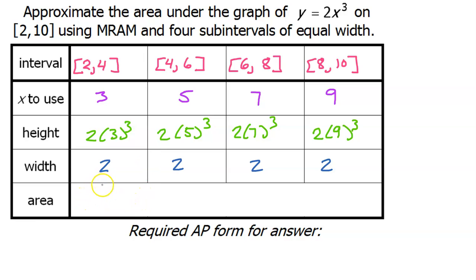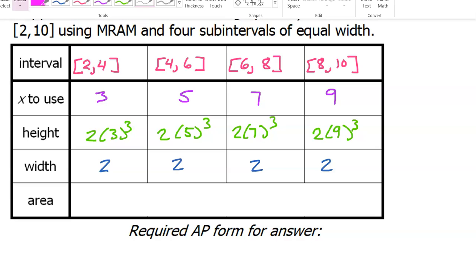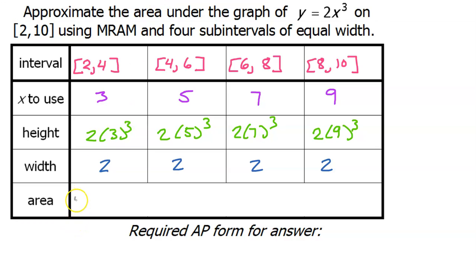So finally, the area is just base times height. And we're going to add up all 4 areas. So the first area, base times height, is, hold on, it's time for a different color. So base times height, it'll be 2 times 2 times 3 to the third power. All right, that's the base and then the height. And then I'm just going to add that 4 times.